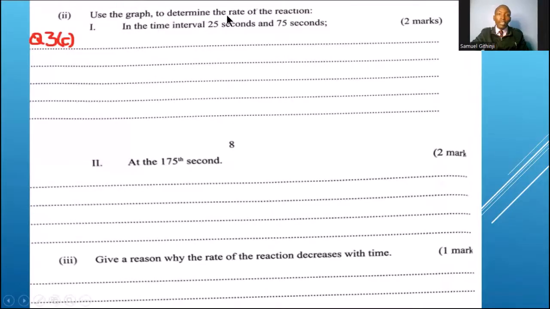Now the student was to use the graph and find the rate of reaction between the 25th second and 75. Remember this question was there even the other year, and anytime a concept is repeated, it shows that the students are not scoring it well. Then at 75, this is the rate of reaction between 2 points. This is the rate of reaction at a point. And of course, you give a reason as to why there is a decrease in the rate of reaction with time. So we can look at how the student was to do this.